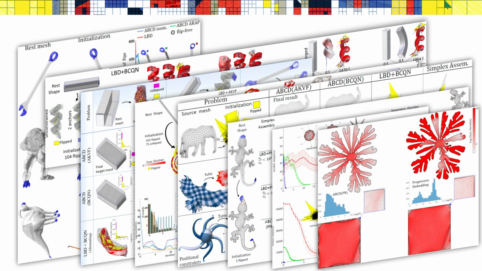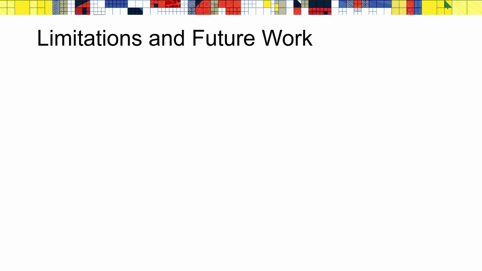To summarize, we have demonstrated over a variety of geometric problems that ABCD exhibits superior robustness compared to existing methods in terms of the number of invalid simplices and the distortion level, and it is able to deal with more complex positional constraints. Finally, let's discuss algorithm limitations and how to resolve those limitations.